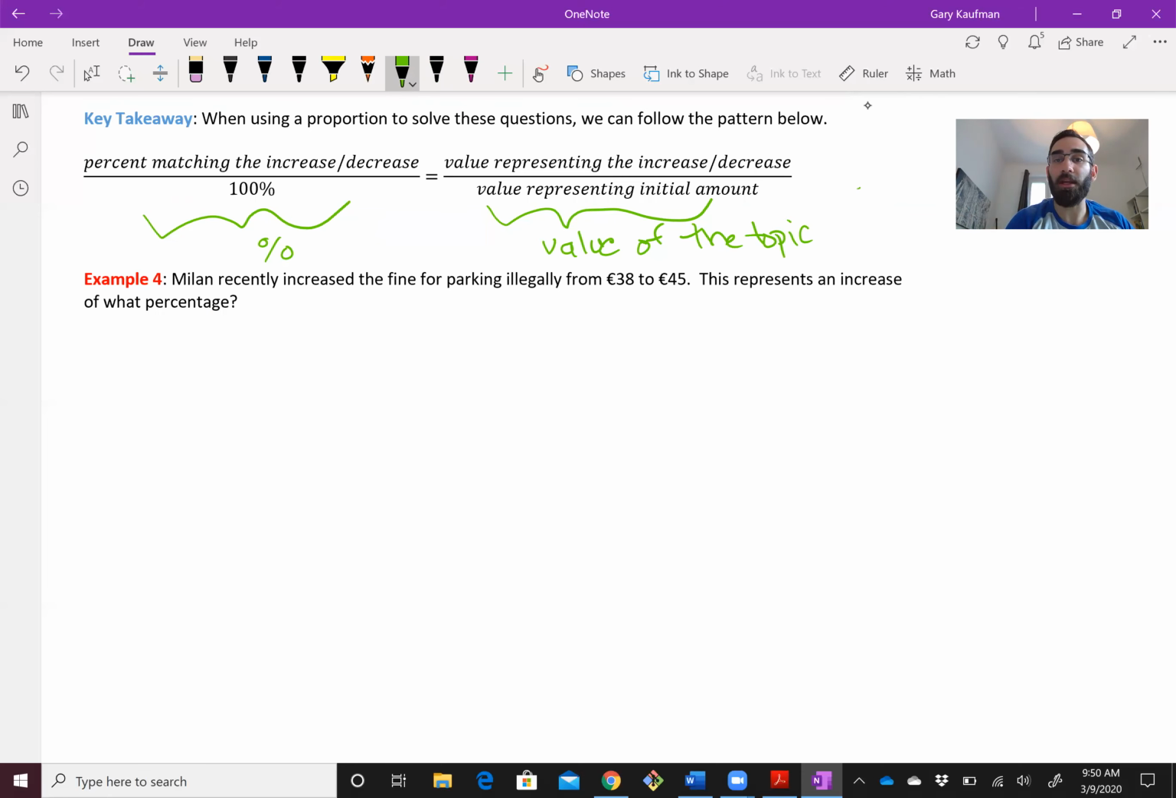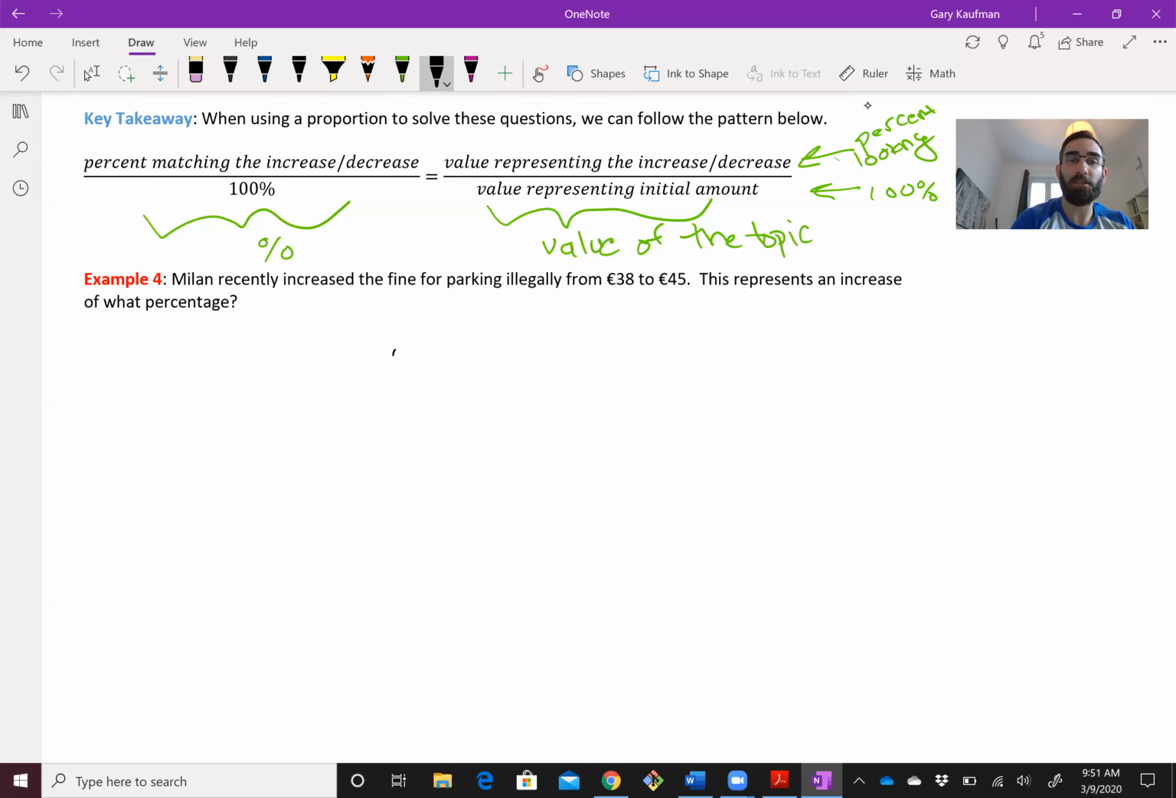On the denominator, we have the 100%. On the top, we have the additional percent we're looking for, increase or decrease. So here's an example, and let's think about this all together. Milan recently increased the fine for parking illegally from 38 euros to 45 euros. This represents an increase of what percentage?